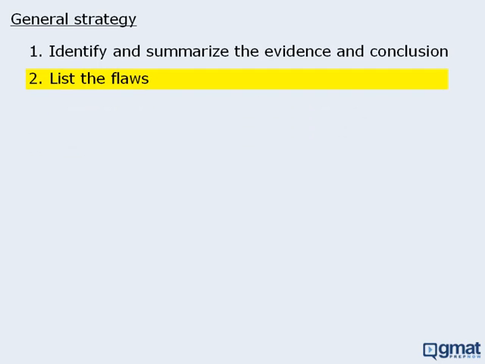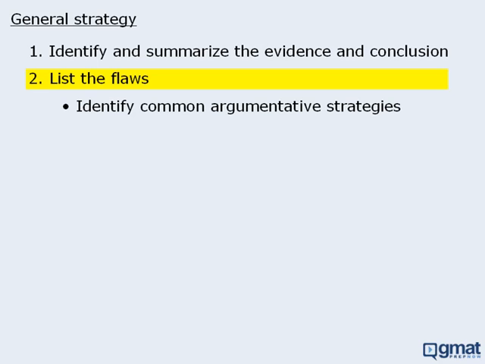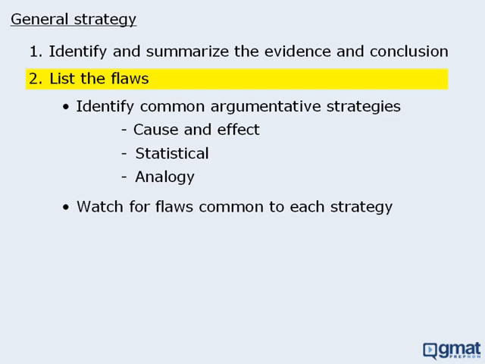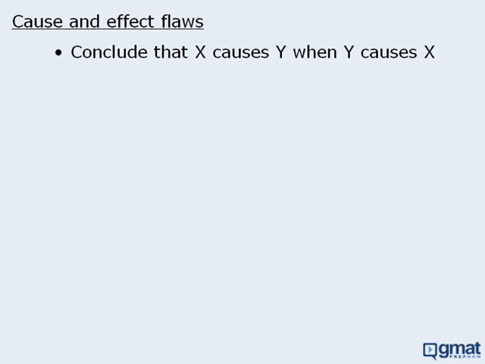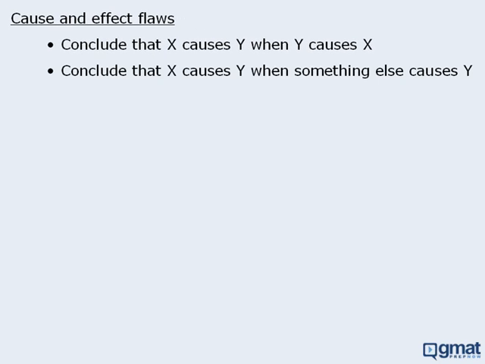argument. To help us identify flaws, we should first determine whether the author uses any of the common argumentative strategies to draw his or her conclusion. The 3 most common strategies are cause and effect, statistical, and analogy. With each strategy, watch out for common mistakes associated with that strategy. For example, with cause and effect arguments, a common mistake is to conclude that X causes Y when it could be the case that Y causes X, or perhaps some other factor causes Y.